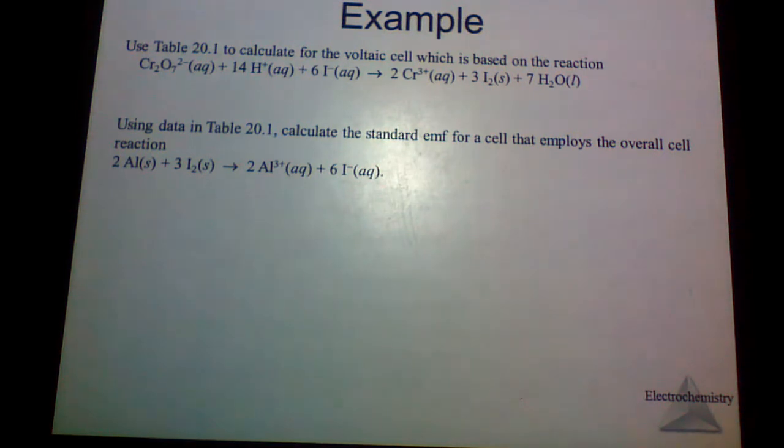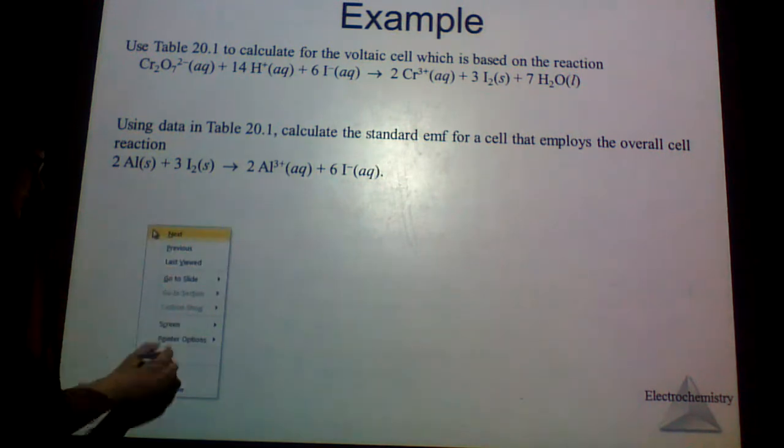Okay, and the next one, use the same table to calculate the voltaic cell potential, which is based on the following reaction. In this one, I've given you a whole reaction, but you're going to have to figure out what my half reactions are, then use my table to find their standard reduction potentials, and then figure out how I can find the overall voltage for this cell. Okay, let's just do the first one together, guys.